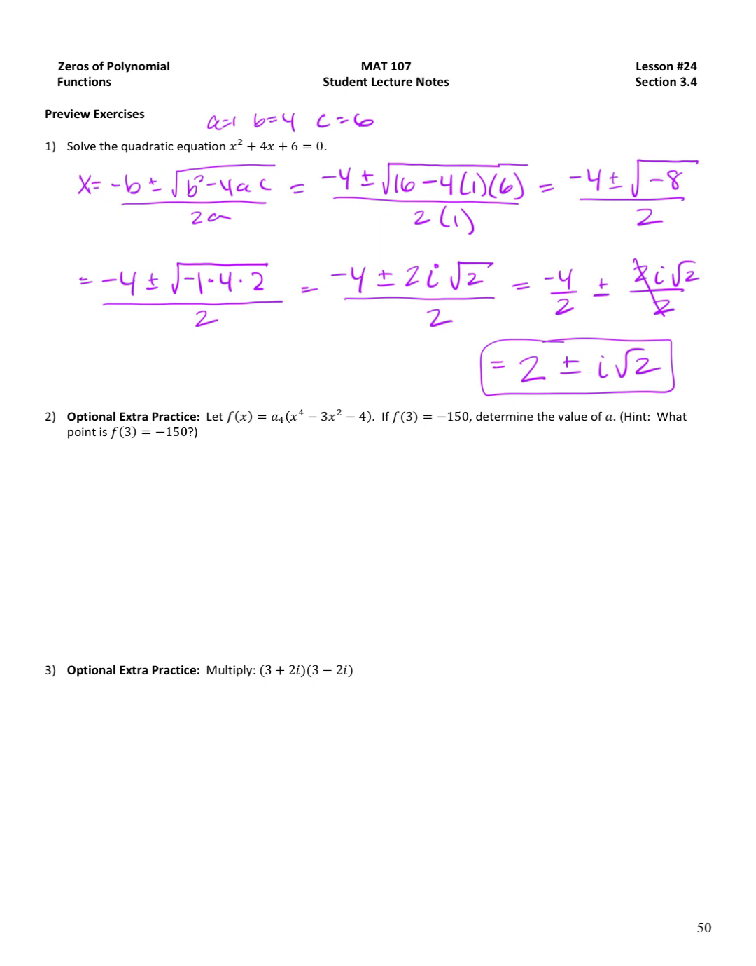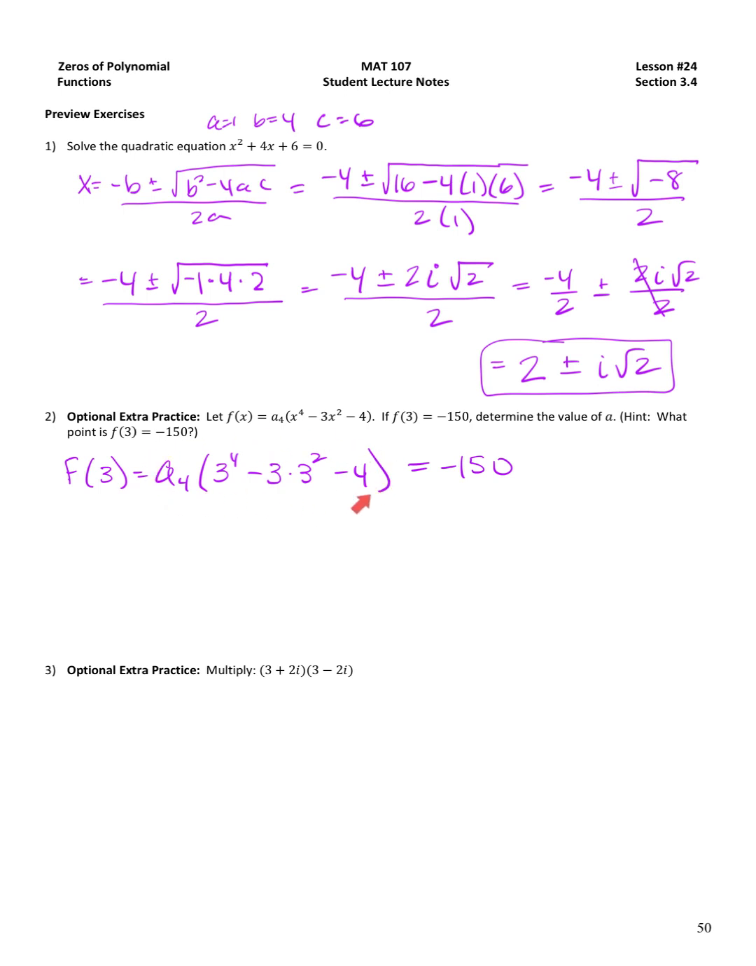Number 2. This is optional, but I'm going to go through it anyway. Okay, so f of x equals a leading coefficient, times x to the fourth minus 3x squared minus 4. And I want to figure out the value of a using the fact that f of 3 equals negative 150. So I know that if I plug a 3 in for all my x's, I'm supposed to get negative 150. So f of 3, that would be a4 times 3 to the fourth minus 3 times 3 squared minus 4. And I know that that's supposed to come out to negative 150.